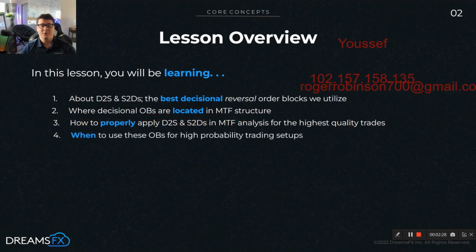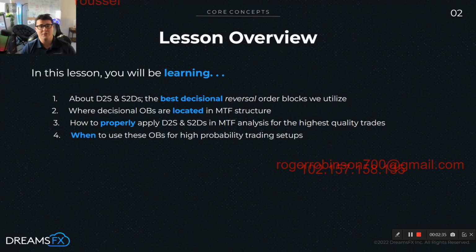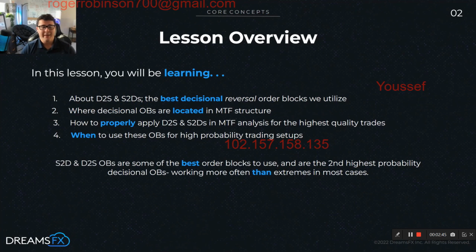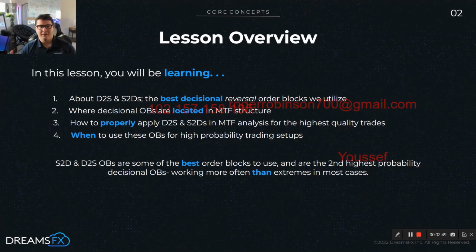You're going to be learning when to use them for the highest probability. It's not only where, but when. There are specific times and specific places that you are supposed to be focusing on these order blocks, and if you don't, they won't work out and you're just going to end up on the wrong side of the market. And as I have mentioned through these previous points, the S2D and D2S decisional order blocks are the best decisionals to use. In the classification of highest probability decisionals, they oftentimes will work more often than extremes in reversal scenarios.